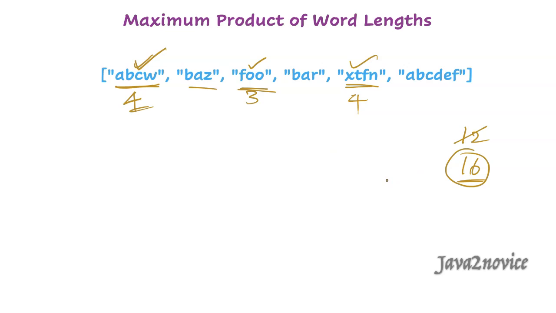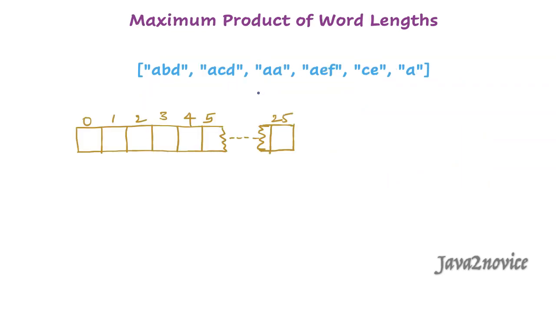Now let's discuss the logic. We are directly jumping into the optimal solution. We are going to use the bit manipulation technique to address this problem. Let's consider that this is our input array. As a first step, we will generate a bitwise integer value for each string. Let's take this integer array. Its length is 26.